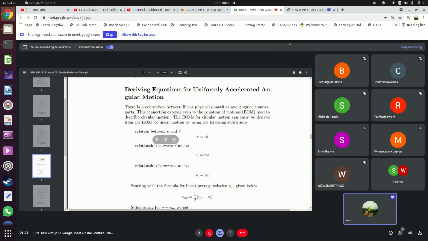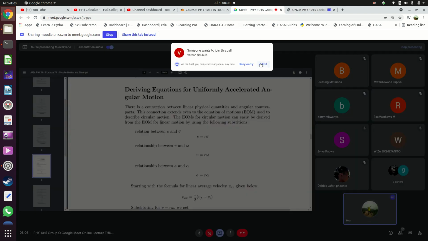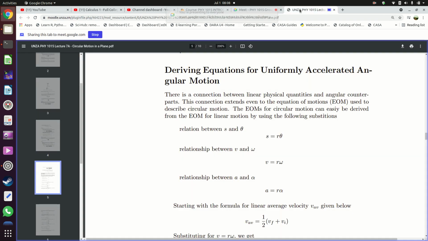Now, we already have something to work with. In the last class, we came up with some relationships which we can use. For example, there is a relationship which relates the displacement in a straight line, s, to the angular displacement theta: s = rθ. This is what we found out. We came up with this expression from the formula for the circumference of a circle.